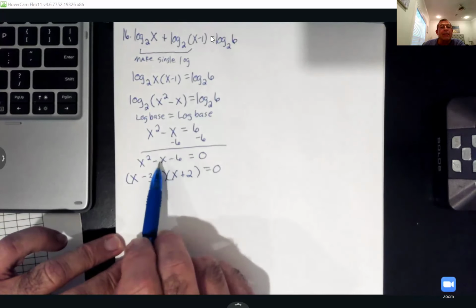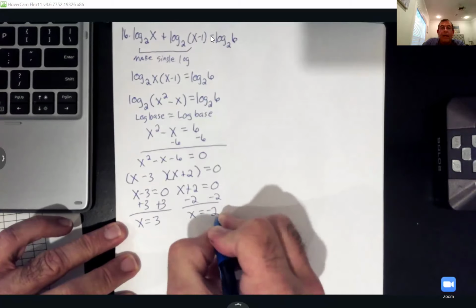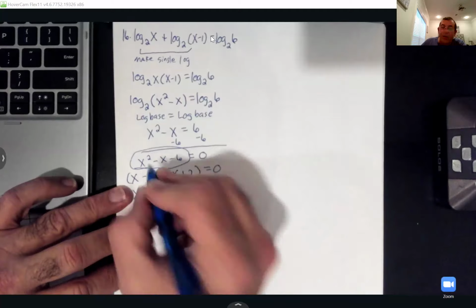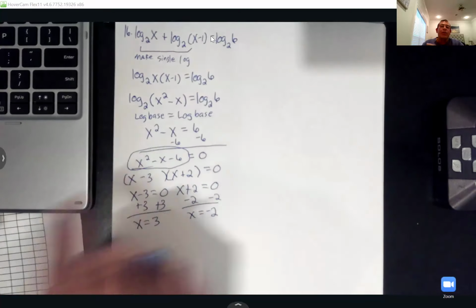So I'm going to get x equals +3 here. Subtract 2 here, and x is -2. Y'all, let me show you a trick, though. If you don't like factoring very well on these exercises, let me show you a trick to do.